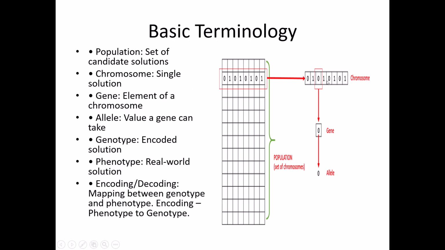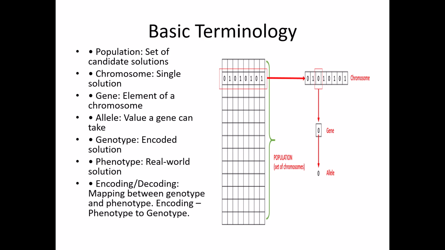A particular element in the chromosome is called a gene, and the value of the particular gene is called the allele. So here, zero is the gene's value, so it is called the allele. Genotype is nothing but an encoded solution. We can derive encoded solutions using encoding procedures like binary encoder, digital encoder, string encoder, and a lot of other encoding procedures. That is called the genotype. Another one is the phenotype, which is like the real world solution.